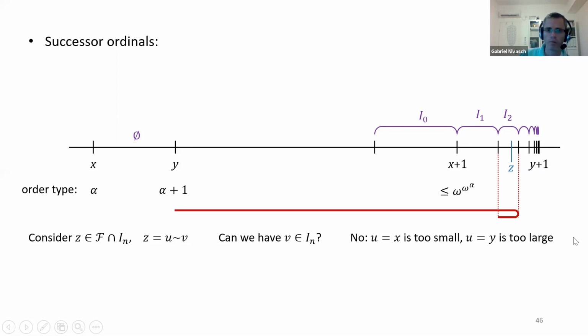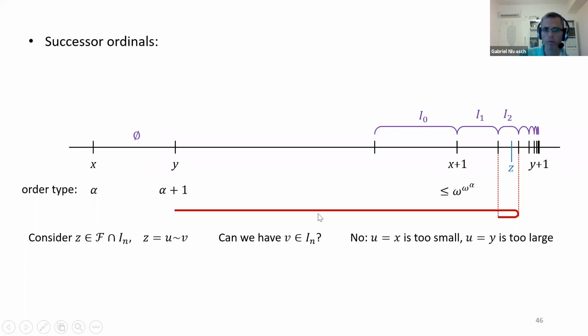And the answer is no, because with whom do you fuse v? You have to fuse with some u. But if you take u to be x, then it's too small, because the distance between u and v is larger than 1. So that's not allowed. And if you take u to be y, which is the next guy, then that's already too large, because already when you fuse y with the left endpoint of I2, you go to the right endpoint of I2. You completely skip I2.